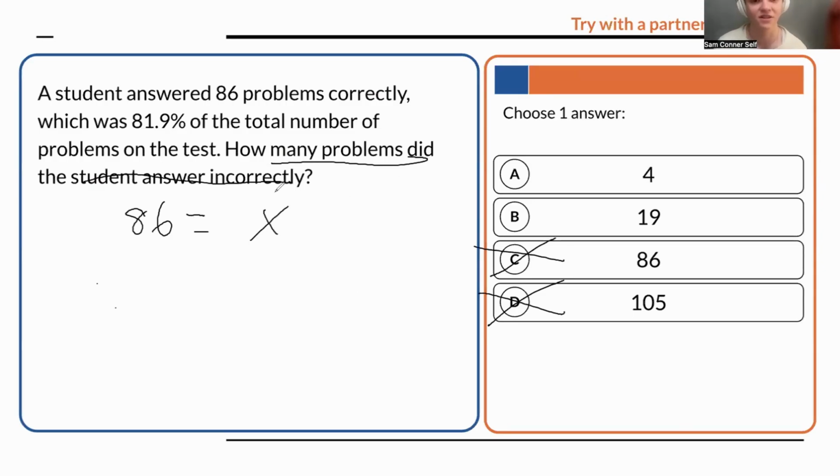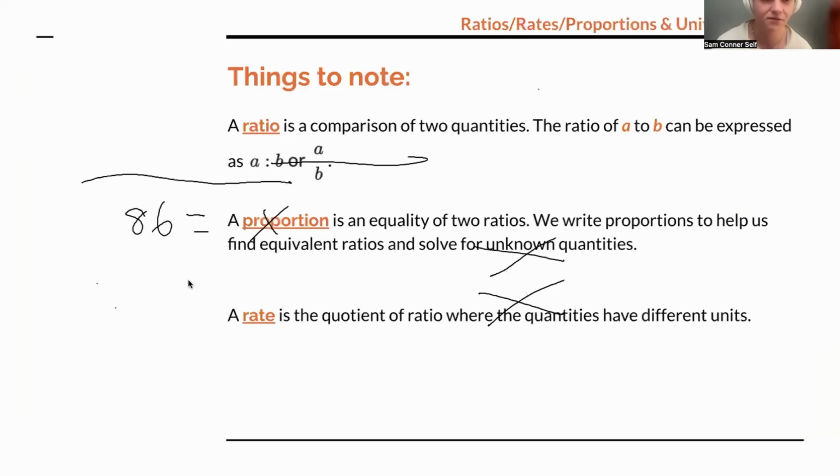All right, so we're going to have an X because we're looking for how many problems were incorrect. And then we know 86 is going to be 81.9% of the total problems. So, all right, let's write this out. People in the chat are saying you have a couple answers for B. And so using that problem solving strategy, working backwards or back solving, if we think that it's B.